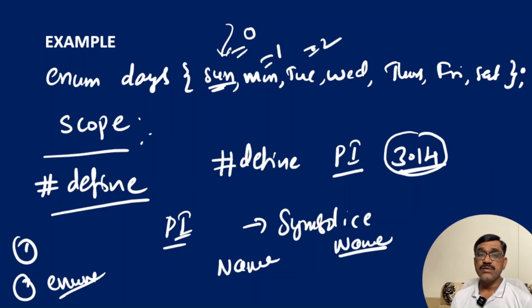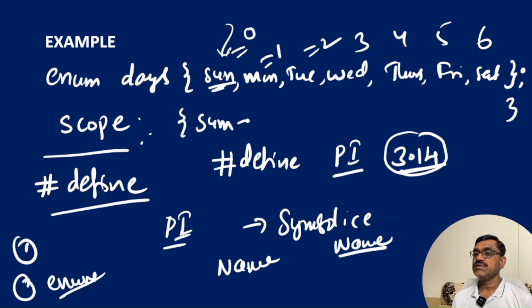So the next data member is going to get the value +1. Wednesday 3 and Thursday 4, Friday 5, Saturday 6. You can also explicitly provide the values for the data members which are available in the enumeration days. That means, for example, here if you write Sunday equals to 1, this is also possible.